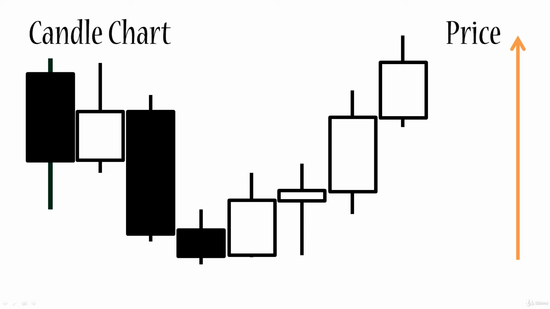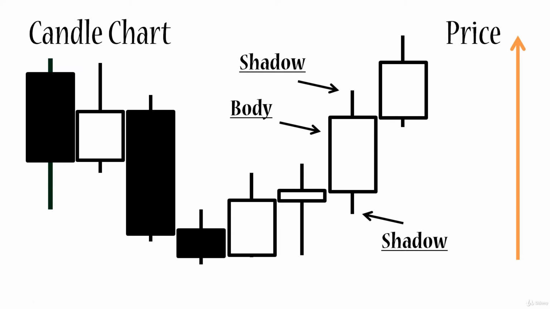Now every one of these candles has 3 elements to it. It's got a body and it's got 2 shadows. Sometimes the shadows are also called tails. The shadows are very easy to understand because they're the same as what we had with a bar chart. The top of the top shadow represents the maximum price or the high price, and the bottom of the bottom shadow represents the minimum price or the low price.